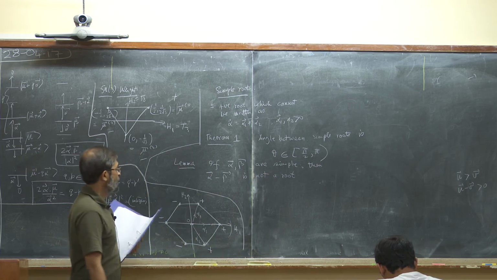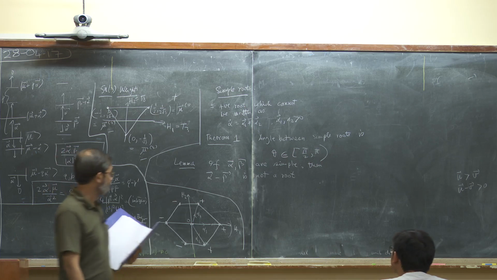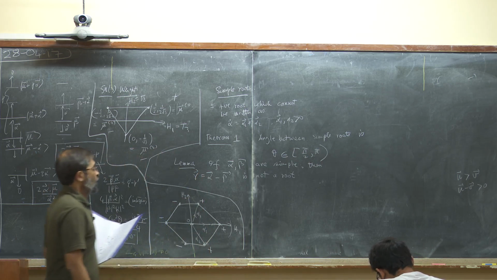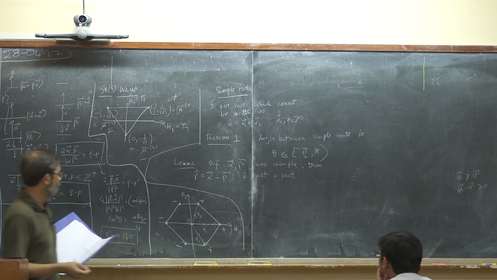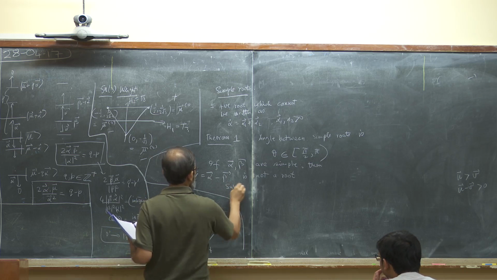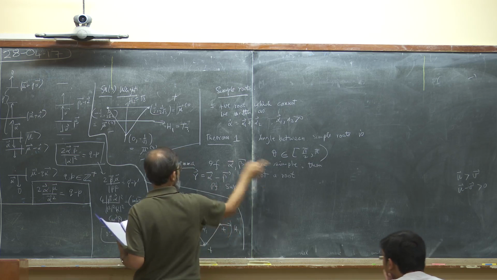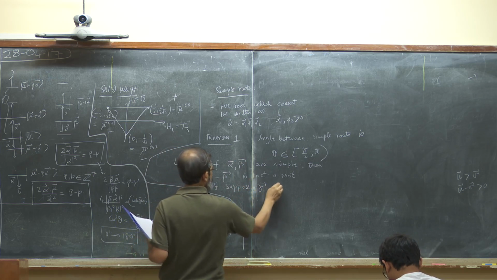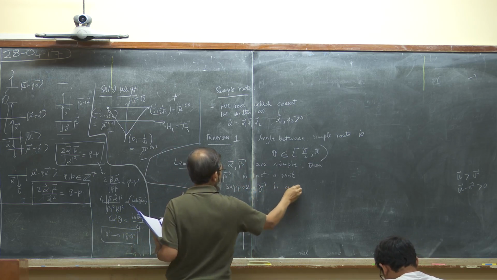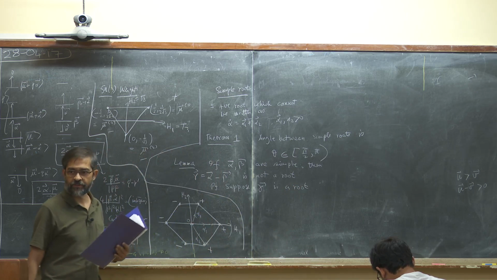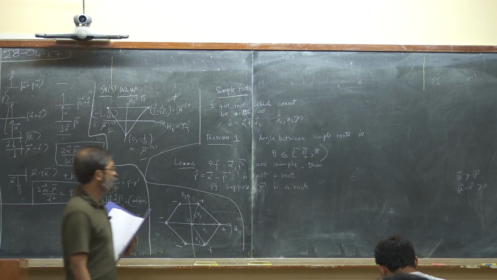Then alpha minus beta is not a root, or beta minus alpha is not a root. Let me call this thing gamma. What is the proof? The proof is the following. Proof of this lemma: suppose that gamma is a root. This is a proof by contradiction. Suppose gamma is a root.